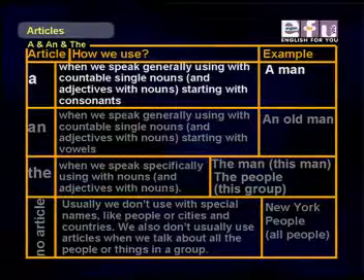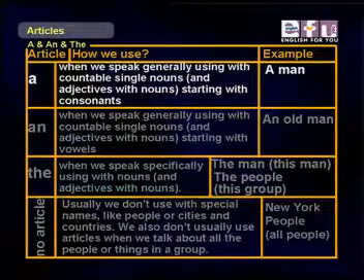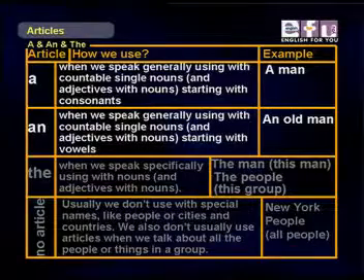First, we have the article a. We use this article when we speak generally with countable single nouns and adjectives with nouns starting with consonants. For example, a man. Our next article we can use is an. We use an when we speak generally with countable single nouns and adjectives with nouns starting with vowels. For example, an old man.